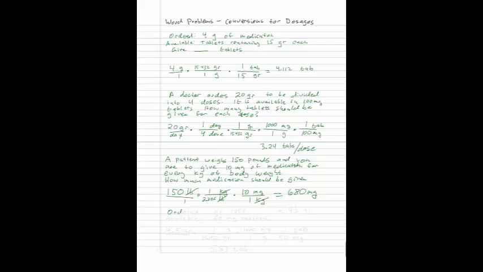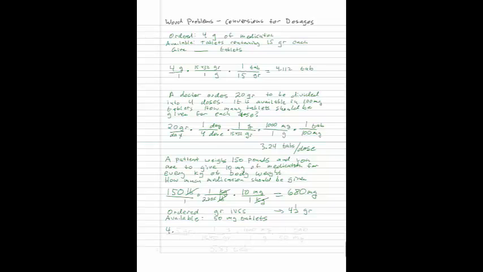Next one, ordered gr IVSS. Available: 50 milligram tablets. So doing our conversion, gr IVSS would be 4.5 grains. So we're going to need to convert 4.5 grains into tablets to determine how many tablets to give this individual.